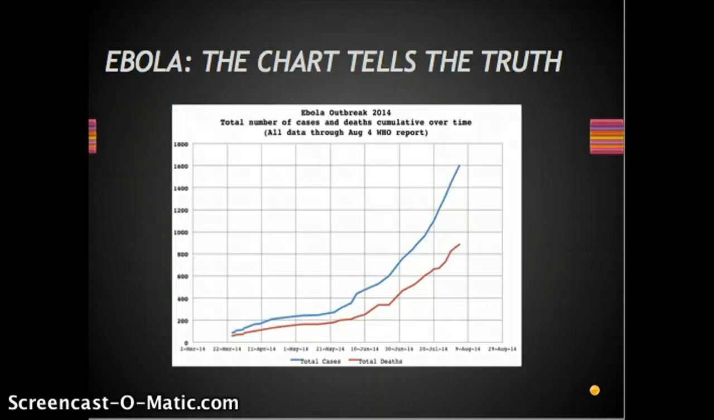I wanted to post a chart just so everybody could understand how fast the disease is spreading, and also how fast the death toll is going. If you look at the blue line, you can see that in March of 2014, the known cases of Ebola were under 200. The death toll of Ebola in March of 2014 was also under 200. If you look up to August, a 5-month span, we went from under 200 total cases to over 1,600 cases known.